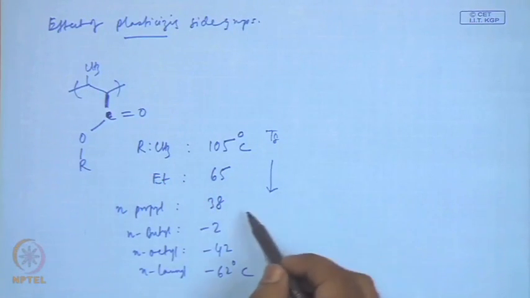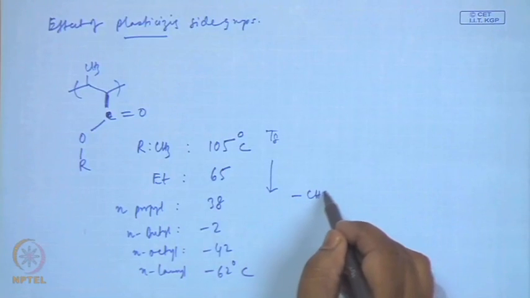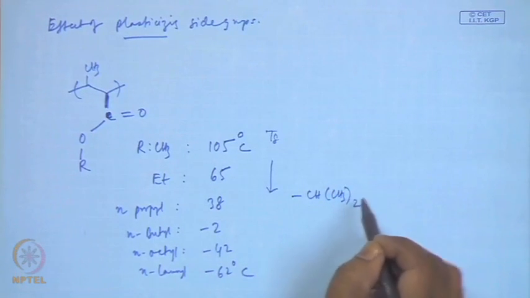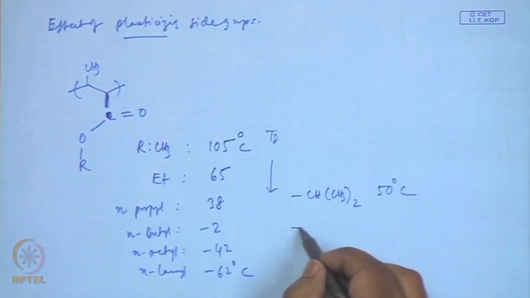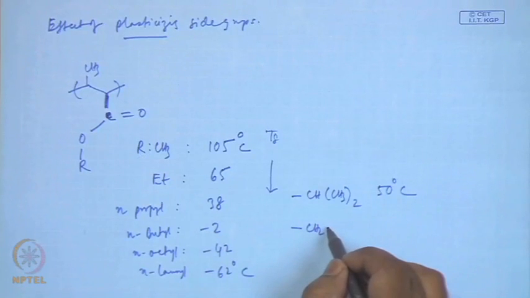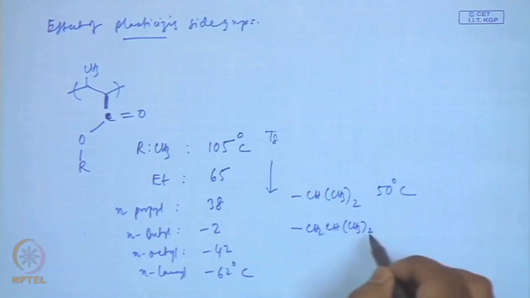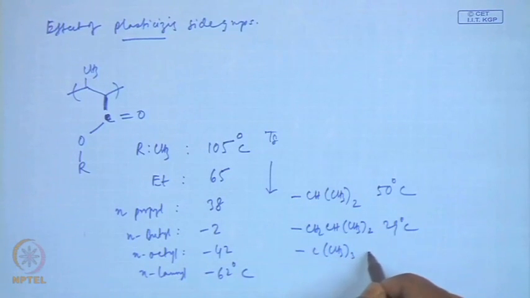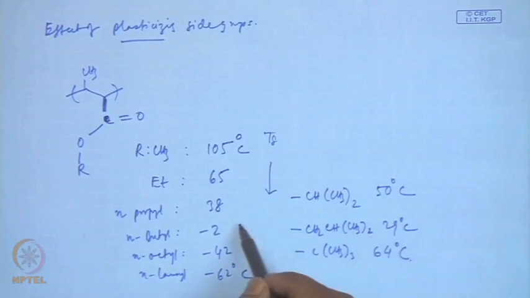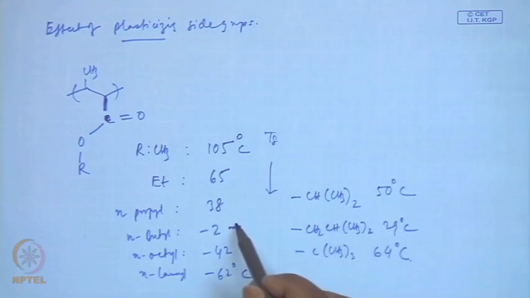But if we compare N propyl substitution with isopropyl substitution, then the Tg goes up a little bit, 38 to 50 degree centigrade. Compare N butyl with isobutyl and tertiary butyl substitution: N butyl is -2, isobutyl is 29, and tertiary butyl is 64 degree centigrade.